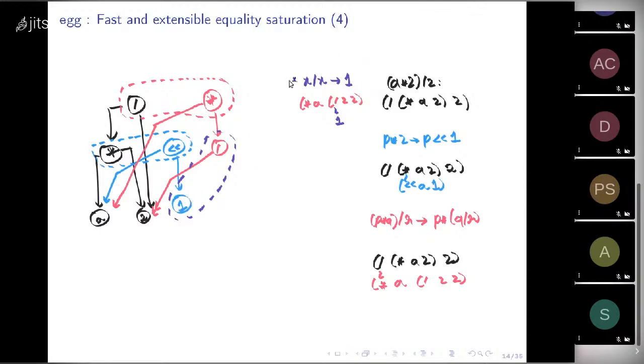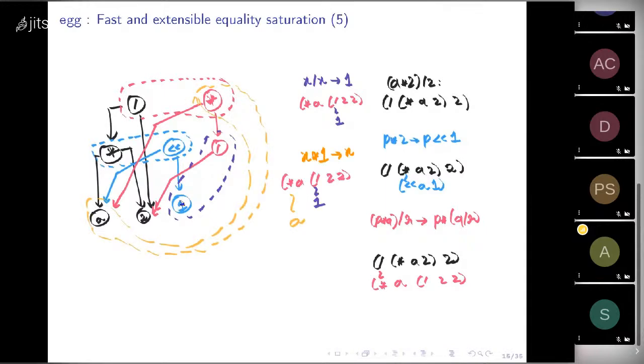So this rewrite is interesting because it doesn't actually add any new nodes. It simply reuses the old nodes and adds an equality between the expression 2 divided by 2 and the expression 1.